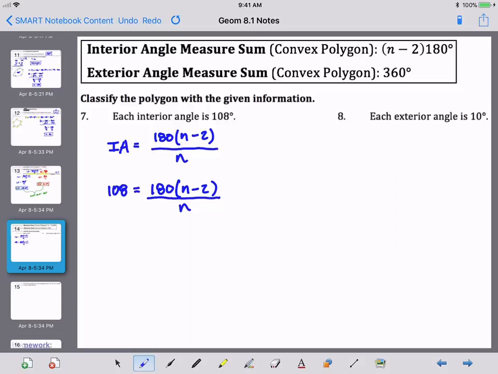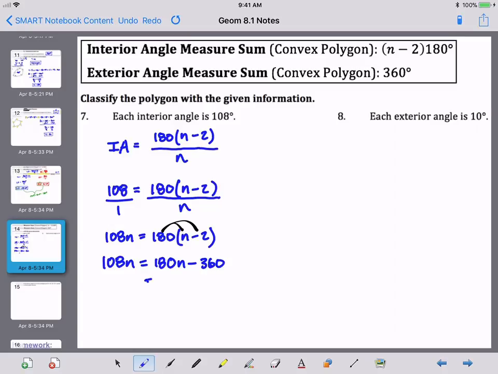Now I like to solve these by putting the left side over 1, and then we can cross multiply. So 108 times n is going to give me 108n, and 1 times 180 times n minus 2 is going to give us just that. Okay, let's go ahead and distribute this 180. So we get 108n is equal to 180n minus 180 times 2, which is negative 360.